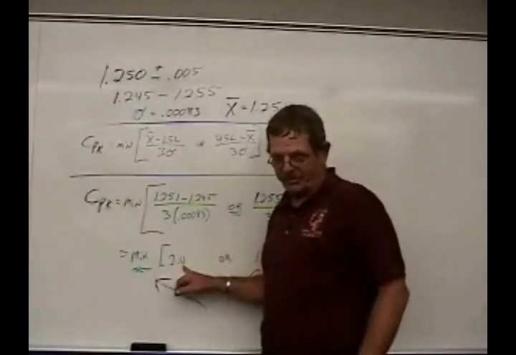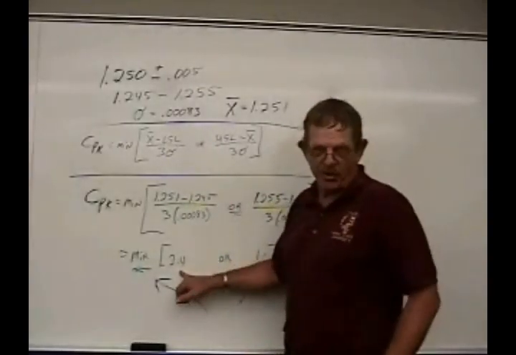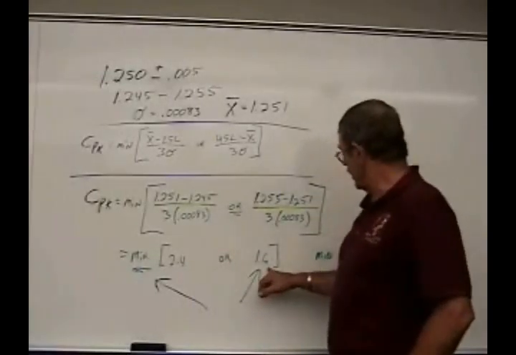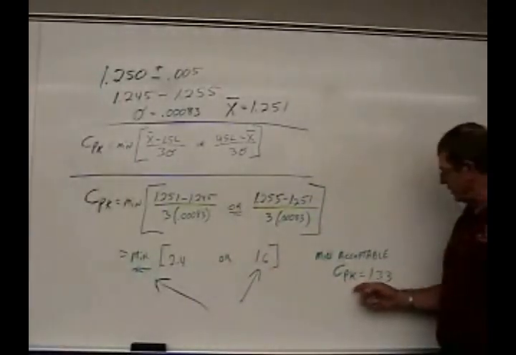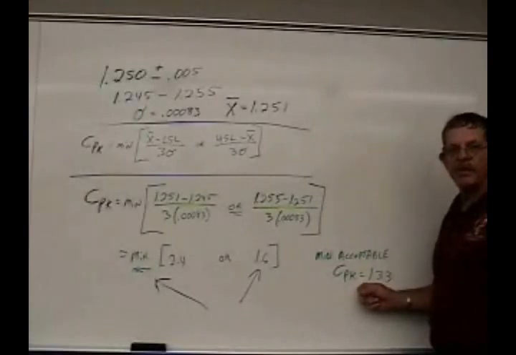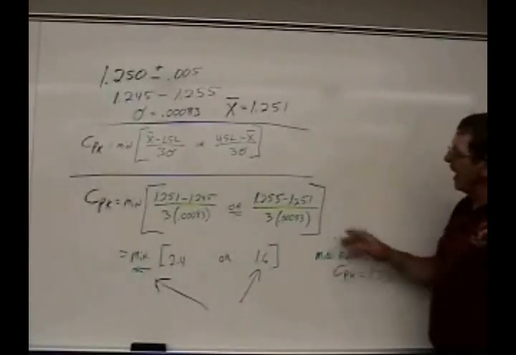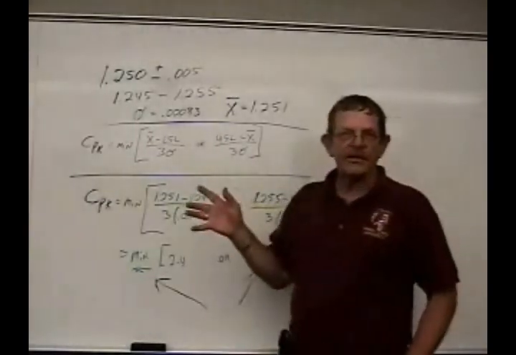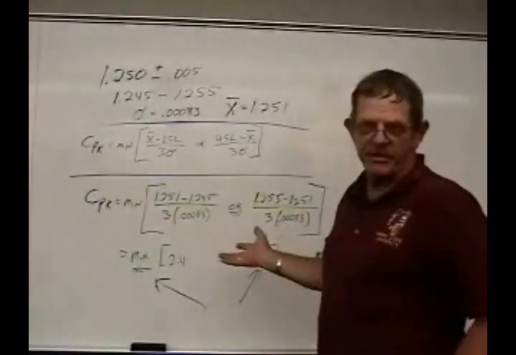It would be nice to choose the most, but what if you had 2.4 here, but only 1.1 here? That wouldn't be good. And again, remember, the minimum acceptable CPK is 1.33, correct? So, again, there's how you do the capability factors for the process that you're measuring on.